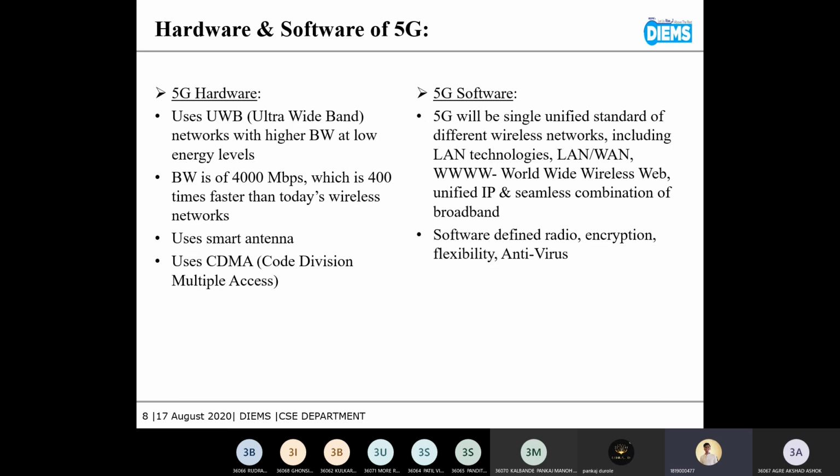Now I will tell you a short description about the hardware of 5G and the software of 5G. First of all, I will tell you what the hardware of 5G refers to. 5G will use an ultra wide bandwidth network for higher bandwidth and lower energy level. They will use a higher bandwidth than 4G for lower energy levels. The bandwidth of 5G will be approximately 4 Gbps, which is 4 times higher than 4G.